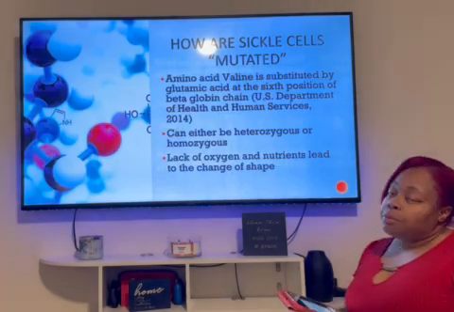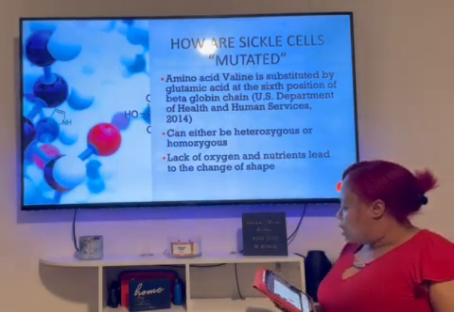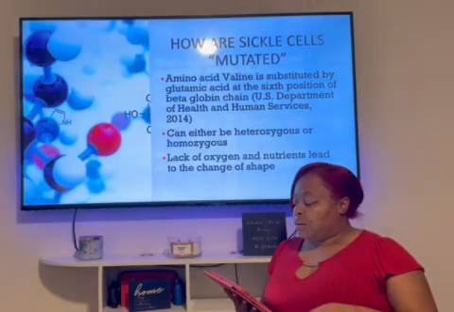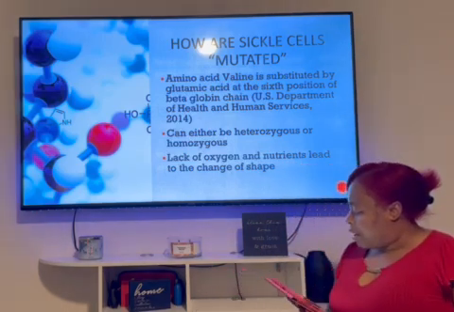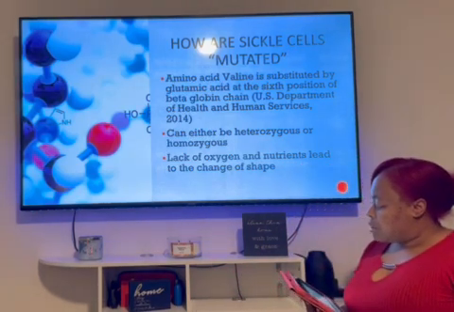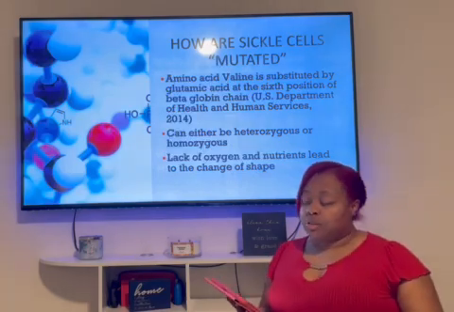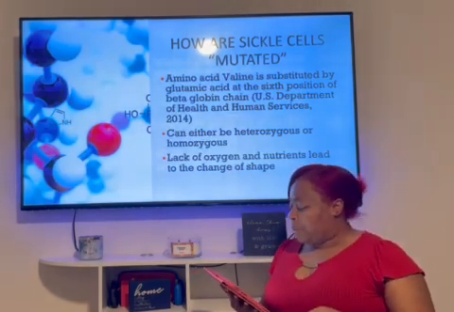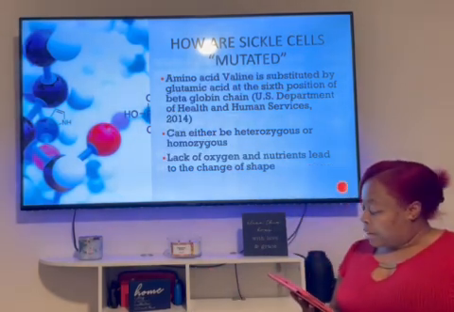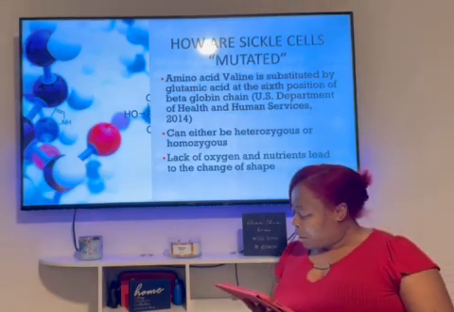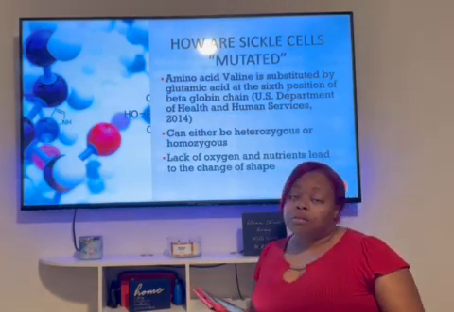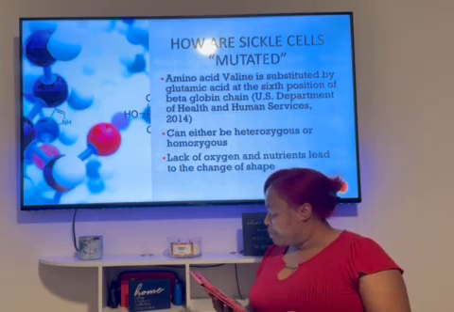How are sickle cells mutated? According to the evidence-based management of sickle cell disease expert panel reported by the U.S. Department of Health and Human Services, the sickle cell mutation comes from a substitution of the amino acid valine for glutamic acid at the 6th position of the beta globin chain, causing the formation of sickle hemoglobin S.